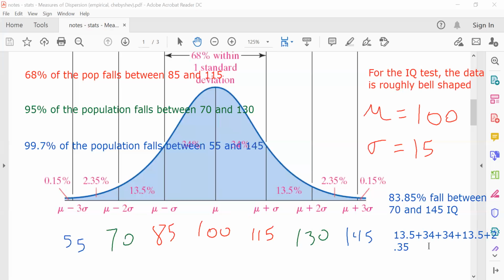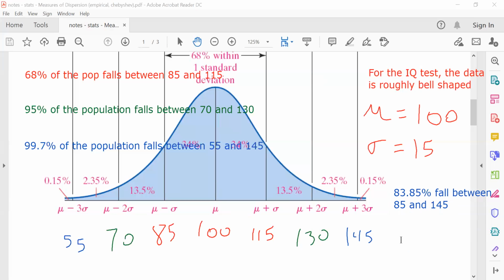No, I'm sorry, I wrote that wrong. 83.85% fall between 85 and 145, excuse me. So I only count those slivers between 85 and 145. So yeah, you can do all kinds of things like that.